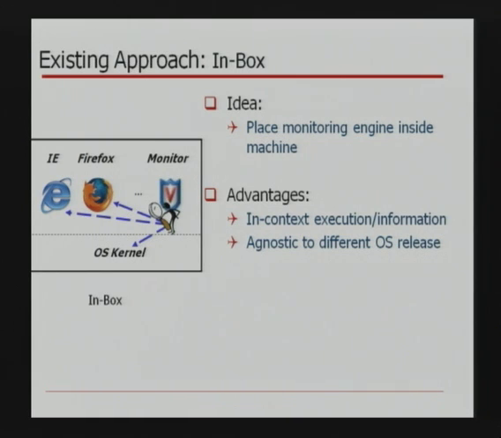It also has in-context information. It means that it can read and write the physical memory directly, and it can also know the hierarchy of the file system. The second advantage of this approach is that it is agnostic to different OS releases. For example, we can install the antivirus software on Windows XP, and we can also install the same one without any modification on Windows 7.